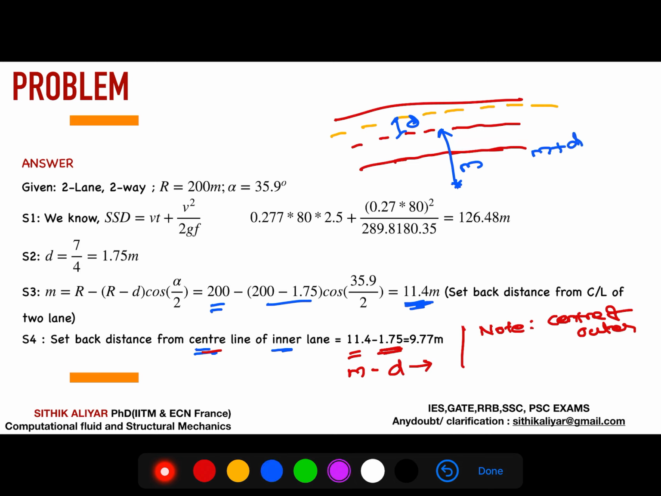But when they are asking with respect to the center of the inner lane, I hope you know this is also d only. So what I am doing here, I am doing m minus d. Clear? If they are asking with respect to center line of the road, it is only m. If they are asking with respect to center of the inner lane, it is m minus d. If they are asking center of the outer lane, then it is m plus d. Solving this you will get your answer 9.77 meter.